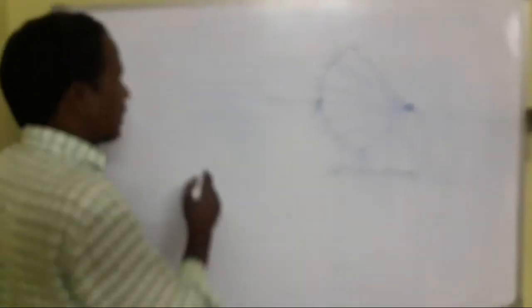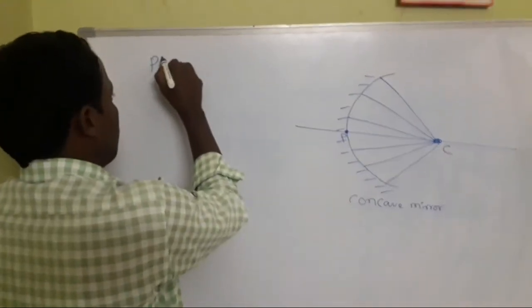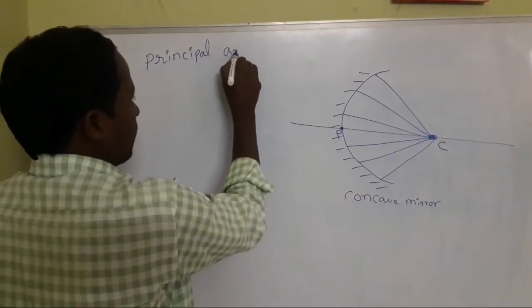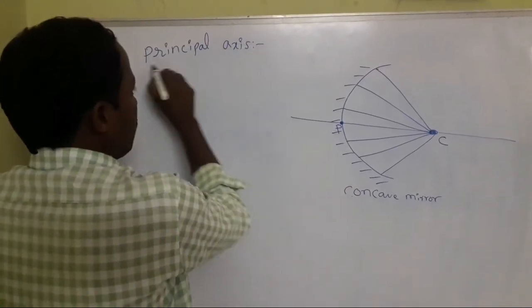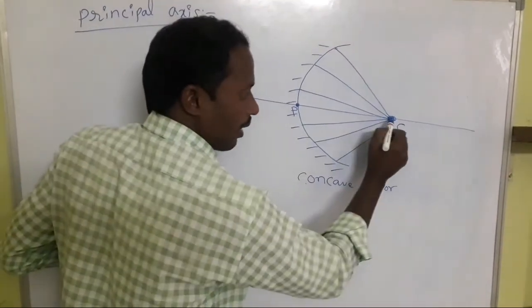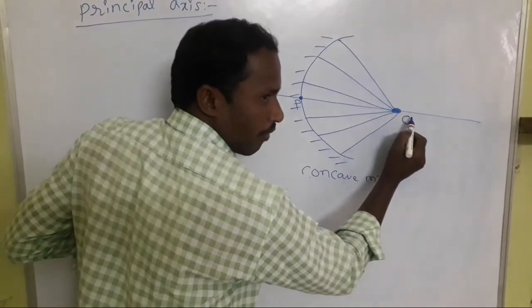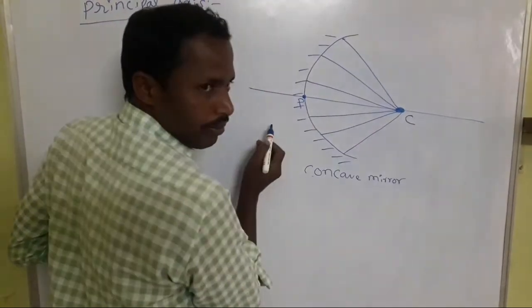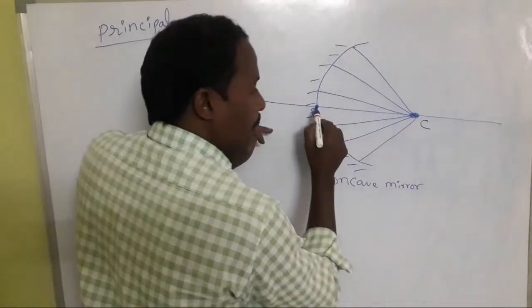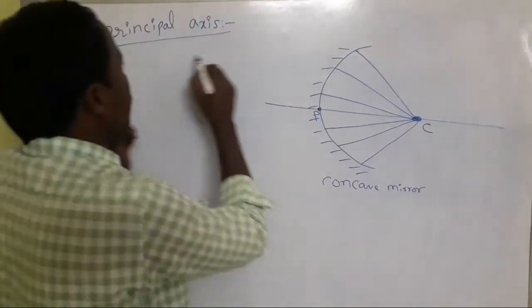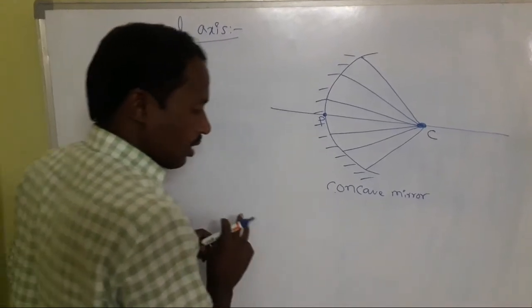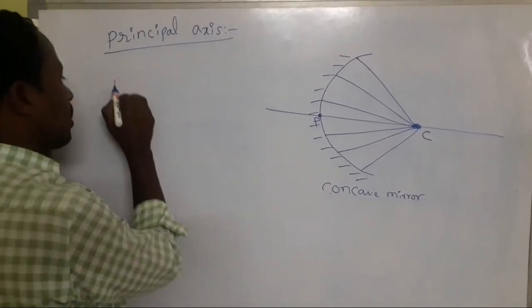Now, principal axis. The principal axis is the horizontal line passing through the center of curvature and the pole. The line passing through the center of curvature and the pole of the mirror is known as the principal axis.